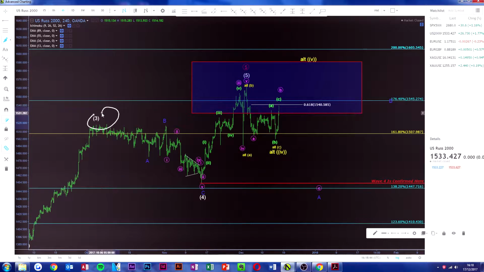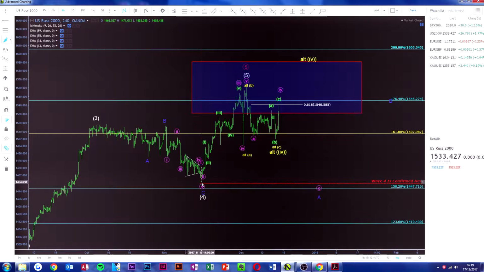So intermediate wave 3 ended here. We had this complex A, then a B wave and a simple C wave to complete wave 4 here, intermediate 4. Since then we had a relatively clear count, something like a 1, 2, 3, 4, 5, that's my preferred view. And since then we had this A wave and then a flat for B, and now we're expecting the C wave into next week.